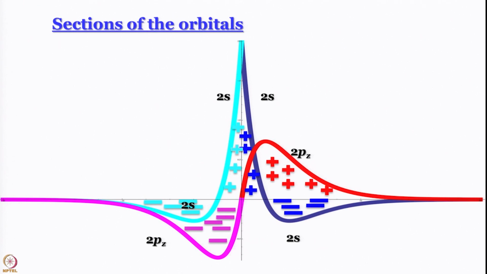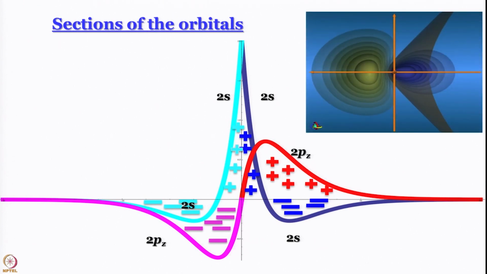So by formation of this major lobe and minor lobe, we effectively ensure that most of the electron cloud is on one side, or rather we have prepared highly directional orbitals.